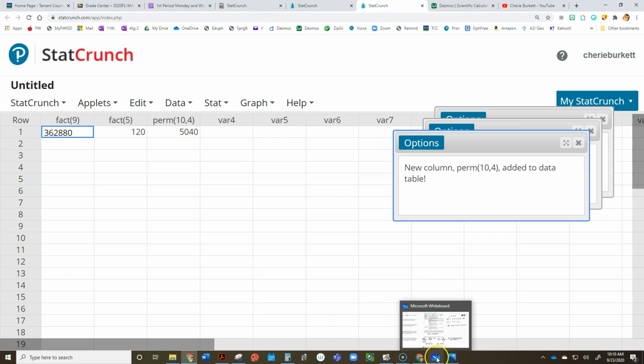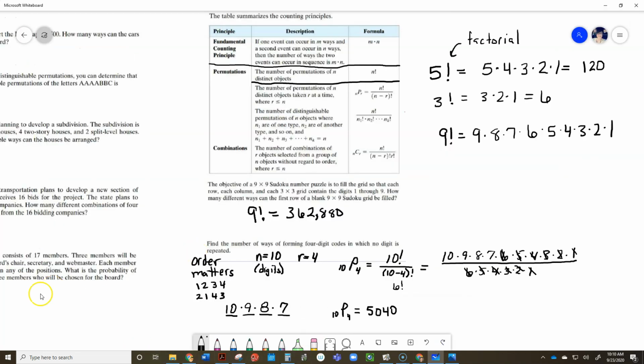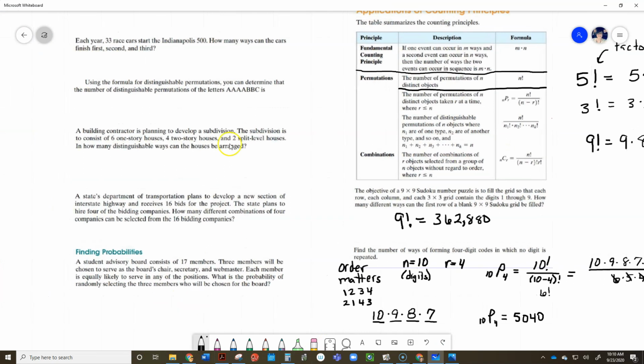The next problem is: each year 33 race cars start the Indianapolis 500. Now, be careful right here. Does the 500 have anything to do with how many cars? No, that's the name. I have students who always want to use that 500 in the problem. That's not part of the problem. That's just the name of the race. I have 33 cars entering the race. That's how many things I have. That's my N, so N is equal to 33.